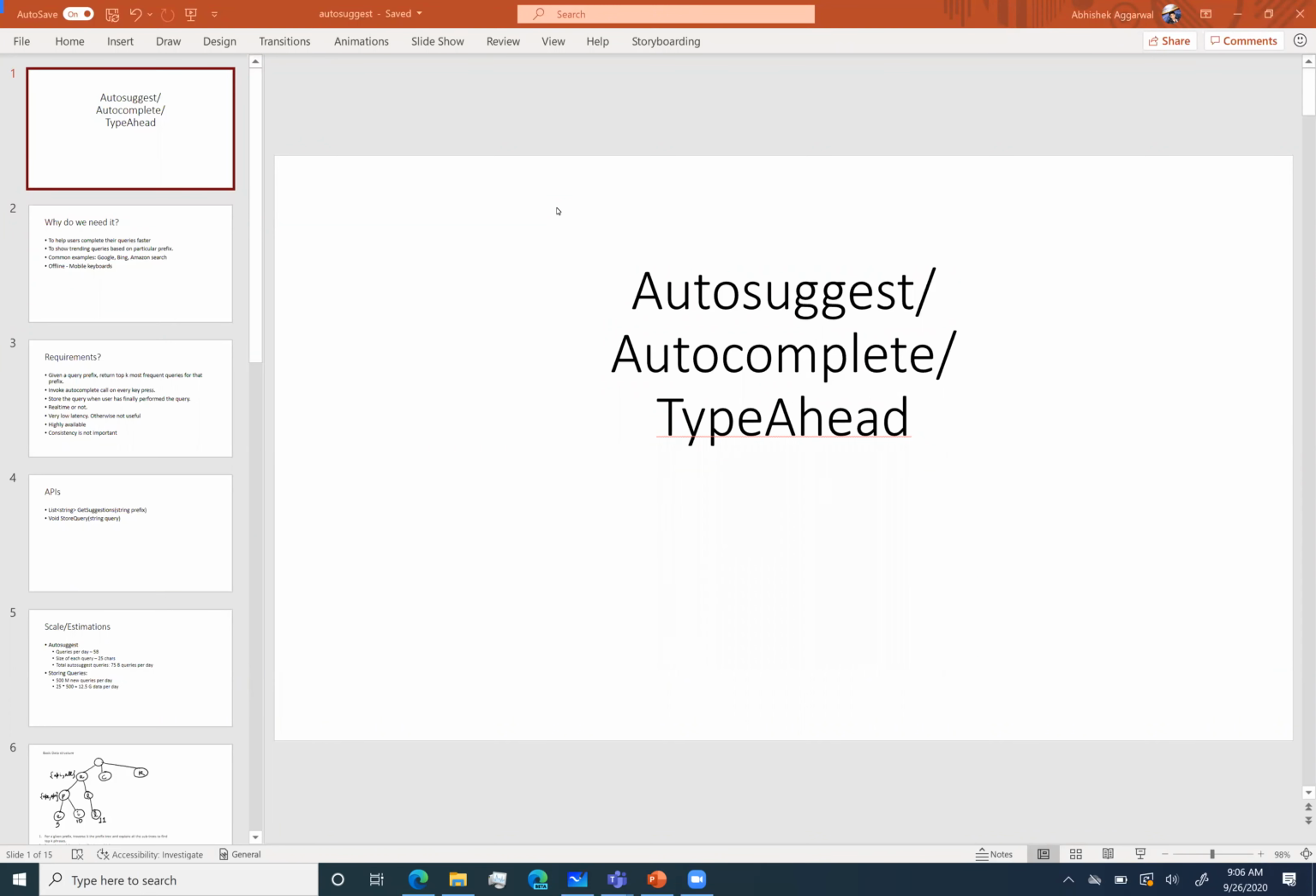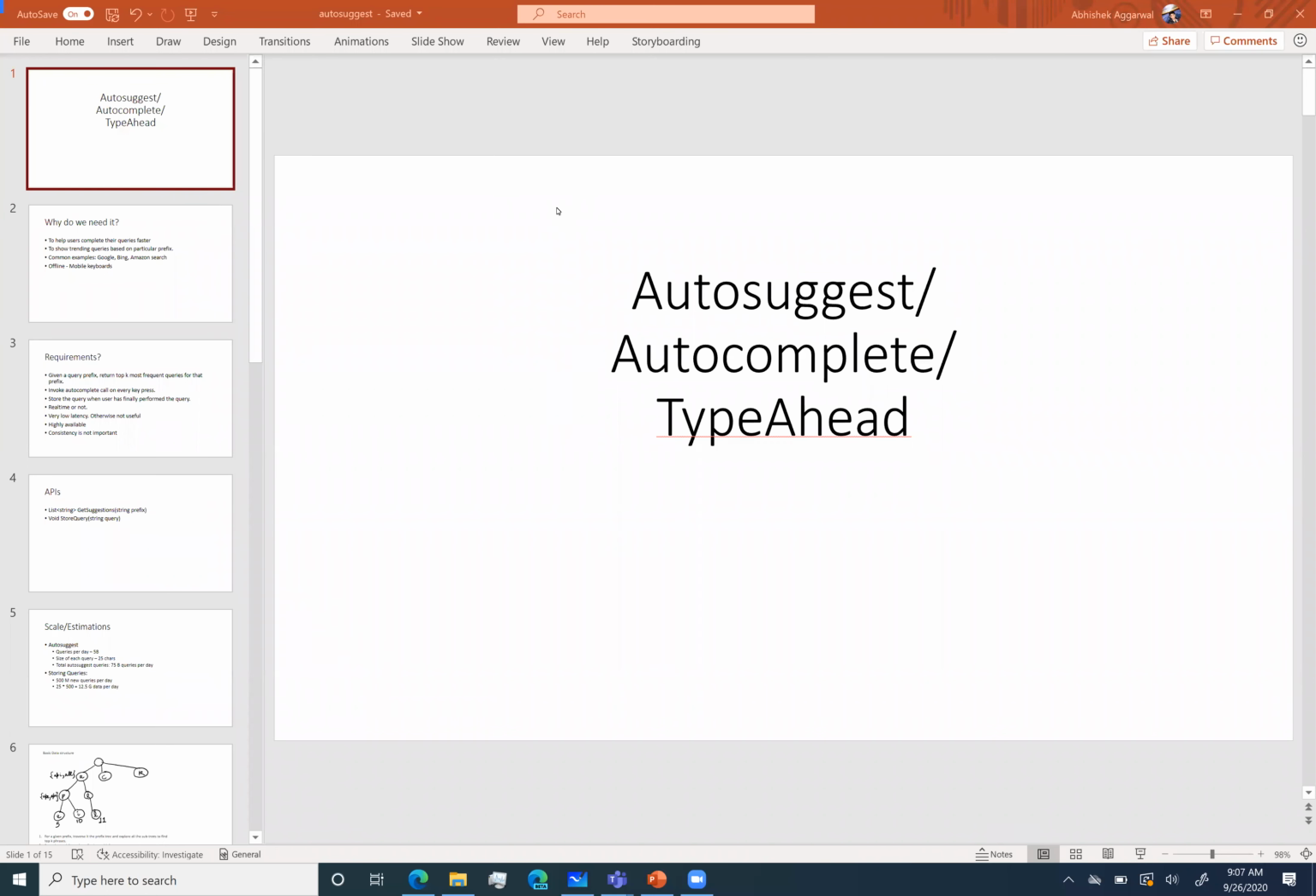Hi, everyone. I'm Abhishek. Today, I'm going to talk about this auto suggest or auto complete or type ahead system design. One disclaimer I want to make is that I could not find any research paper about it. So the things I'm presenting are based on my understanding and the resources I have found, but those resources are also people's opinion. So we have to take them with a grain of salt.